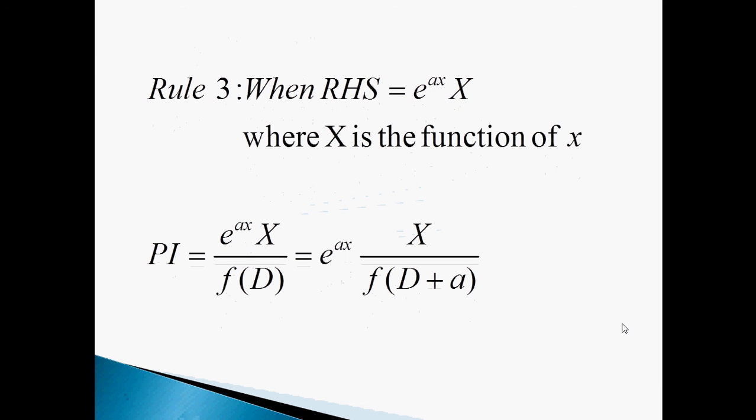Rule 3. When the right hand side of the differential equation is e to the power ax into any other function of x, the particular integral is equal to e to the power ax into X upon f(D), and e to the power ax will be separate if we add the coefficient of x in e to the power ax to D. That is, e to the power ax is separate and X upon f(D plus a). It means we have to find the particular integral X upon f(D plus a).